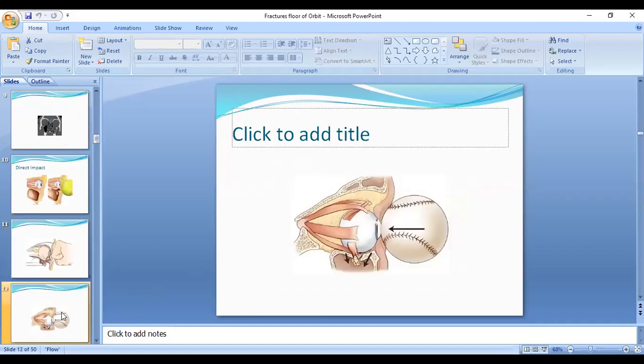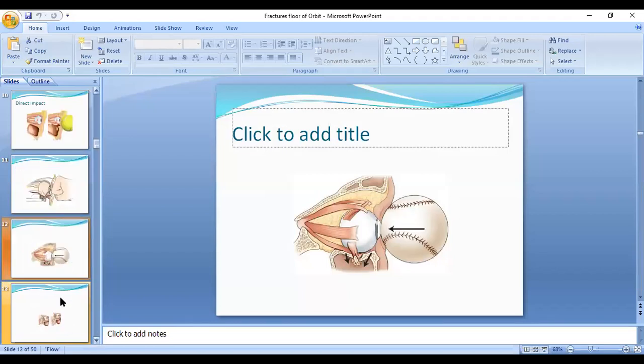There is another example which shows a fist directly on the globe. Here again, you can see a tennis ball or any cricket ball which has hit the globe and resulted in fracture of the orbital floor. And mind this, the orbital floor is the weakest of all, and second is the medial wall.